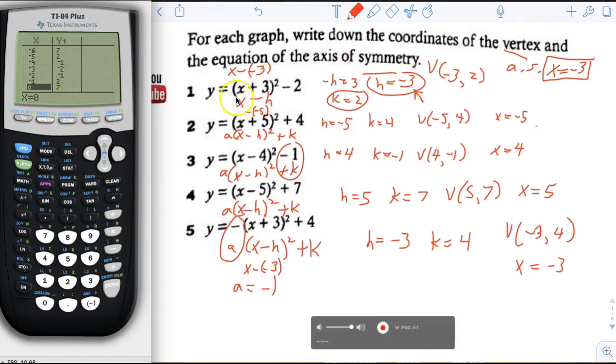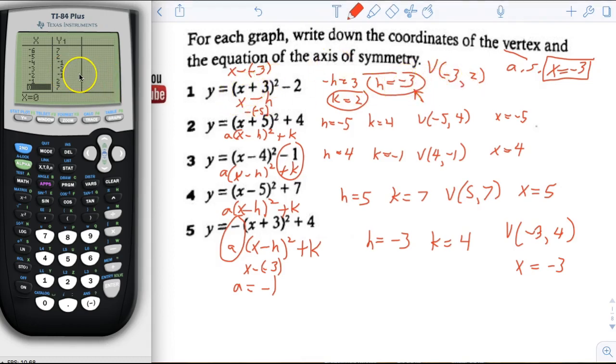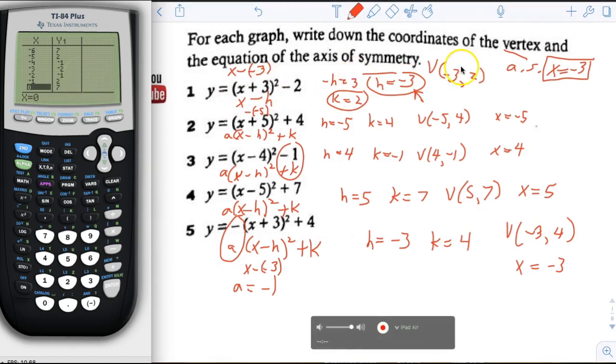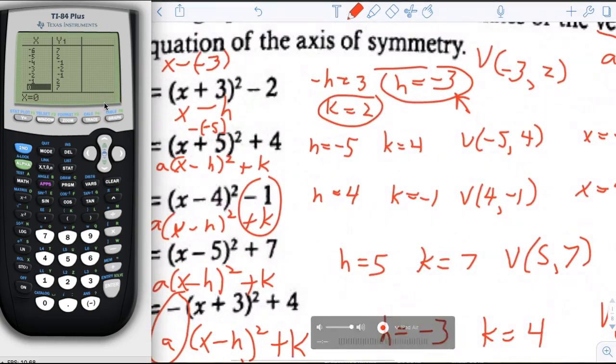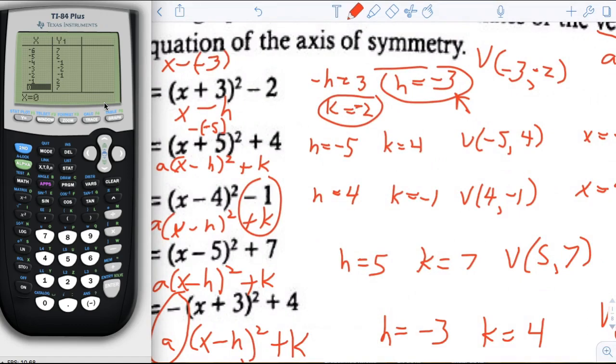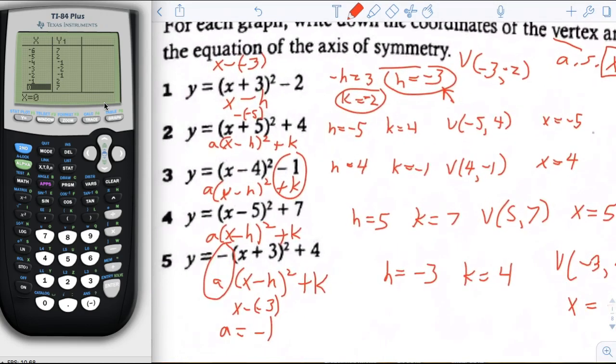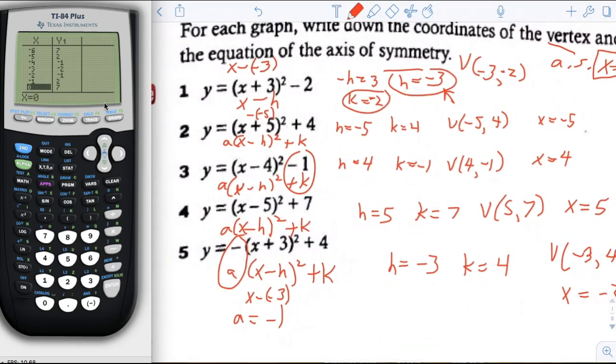See, -3, -2 is the vertex. Oh, I wrote 2 here. It's -2. Oops. So I just discovered that I made a mistake there too. Okay. So do you see how sometimes doing it with the calculator is a little bit more reliable than doing it another way? All right, let me check real quick the others. K equals 4, that makes sense. K equals -1, that makes sense.